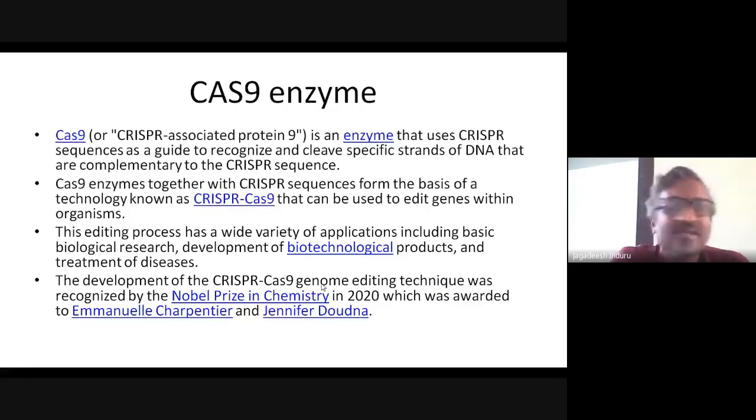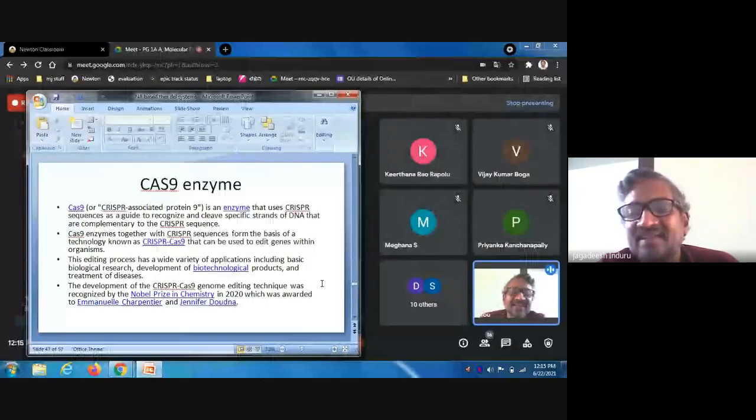Then they went further and searched, and found that it has a palindromic sequence as common repeats, inserted among many other things. Then they wondered what their use was and why they are present. Later they found that they are used in defending bacteria against attack by viruses. They also found specific proteins, the Cas proteins, and the combination of the two has a specificity to attack a particular virus.